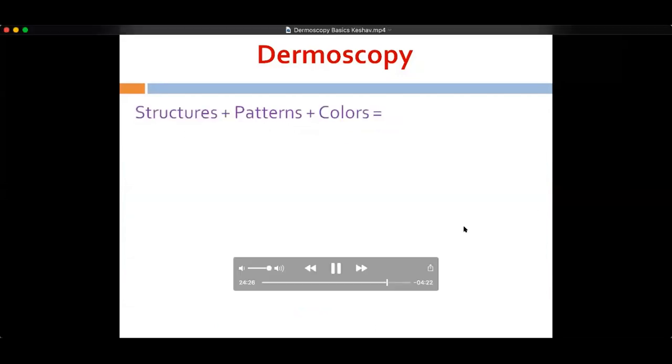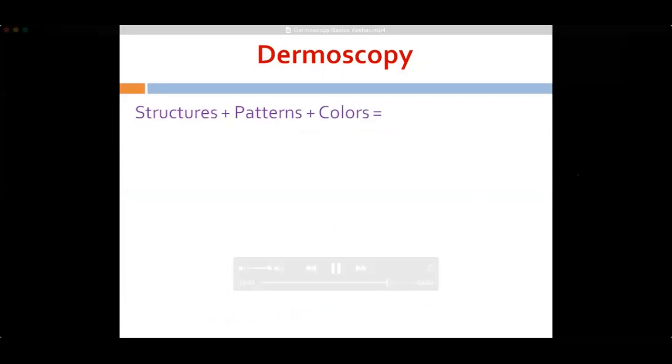So now we are aware of what we mean by structures, patterns, and colors. Collectively, when a particular structure, a set of structures, or patterns formed by them associated with the colors are consistently associated with a diagnosis, they form the dermoscopic diagnostic criteria. So the whole idea of dermoscopic analysis of skin lesions is to repeatedly observe the lesions and frame criteria which can be employed in future for the diagnosis of skin lesions.